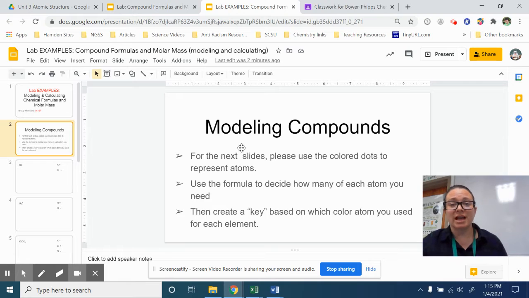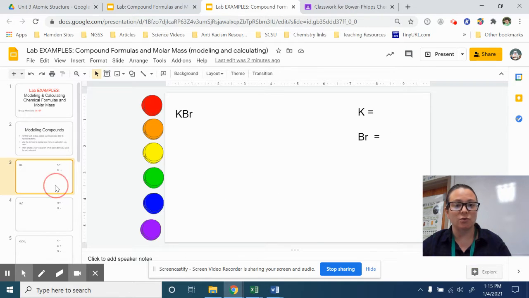Okay, so the first part of this lab is modeling compounds, right? We're going to use colored dots to represent atoms, and we're going to use the formula to figure out how many of each atom you need. And then I'm going to ask you to do a key based on the color atom you used for each element. So what that means is, first up, we have the formula KBr, right?